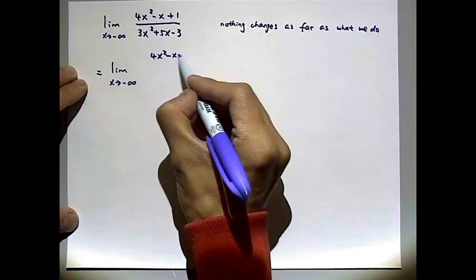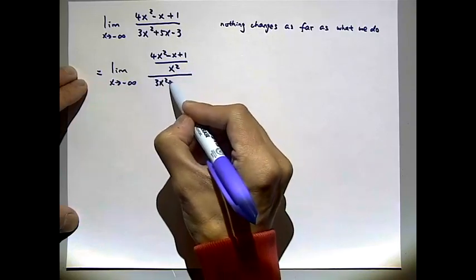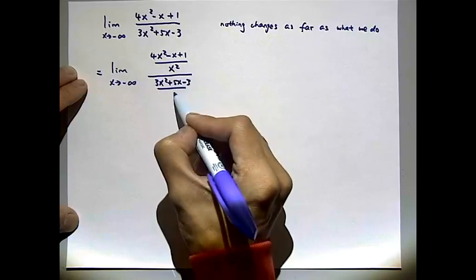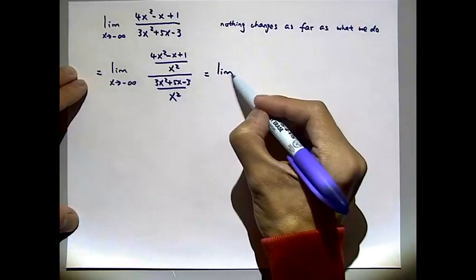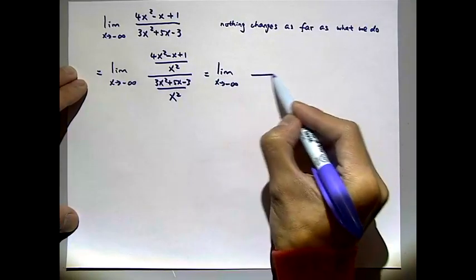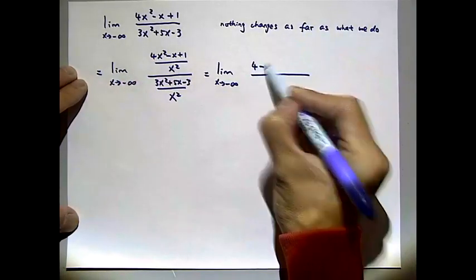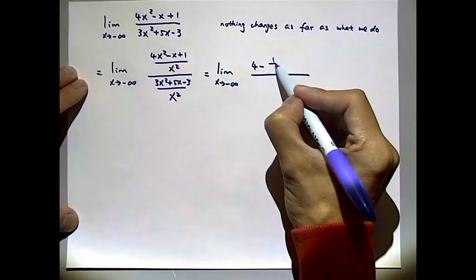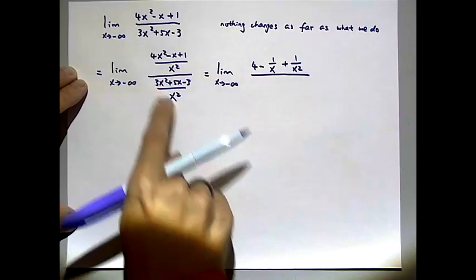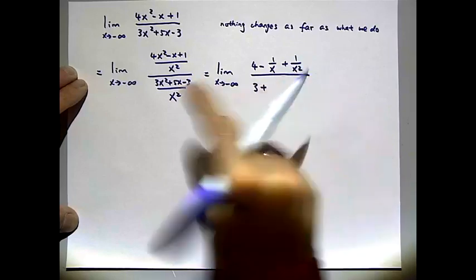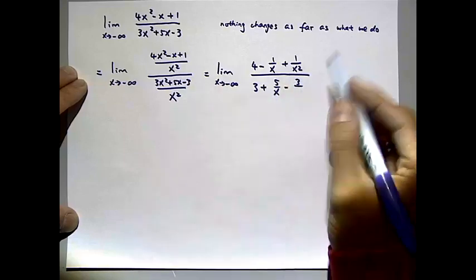Four x squared minus x plus 1 over x squared. 3x squared plus 5x minus 3 all over x squared. Exactly the same thing. 4x squared over x squared is 4 minus x over x squared plus 1 over x squared. 3x squared over x squared plus 5x over x squared minus 3 over x squared.